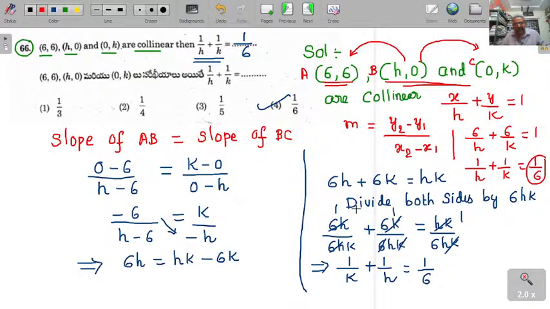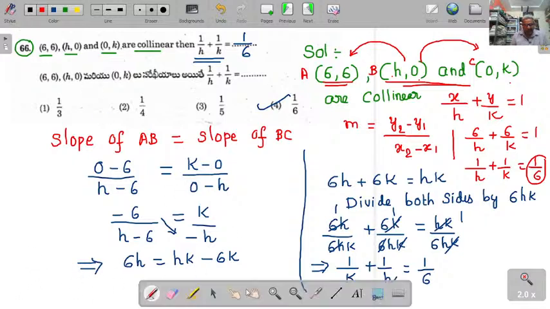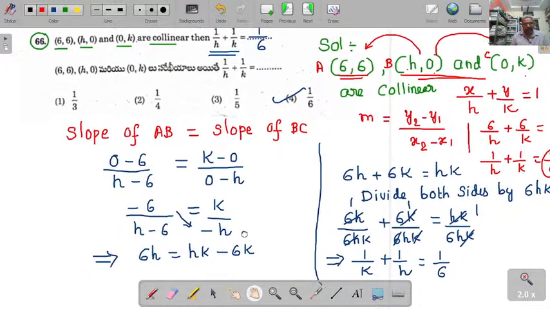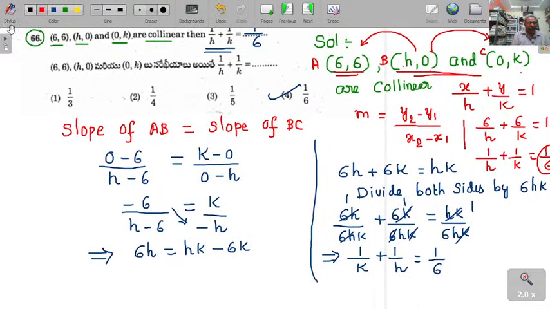My dear students, I hope it's very clear to you. Remember one thing, we can also remember it directly: if (a, a), (h, 0) and (0, k) are collinear, then 1 by h plus 1 by k is equal to 1 by a. That we can formulate. How to formulate it actually? See now, you can formulate like this.